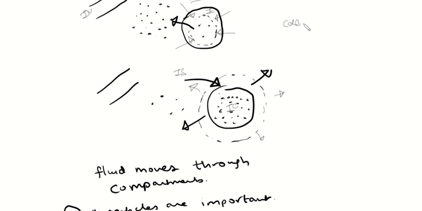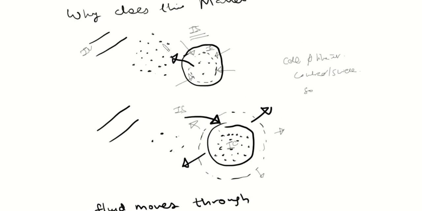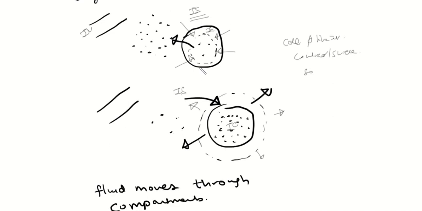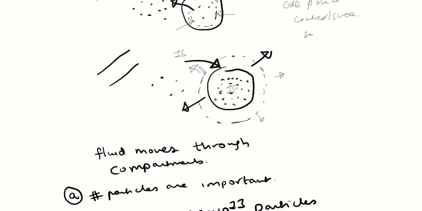Cells do not like it when things contract or swell. So this hydration of the cell is actually dependent on what? It is dependent on interstitial space and how many particles are in there compared to how many particles are inside the cell. Okay?